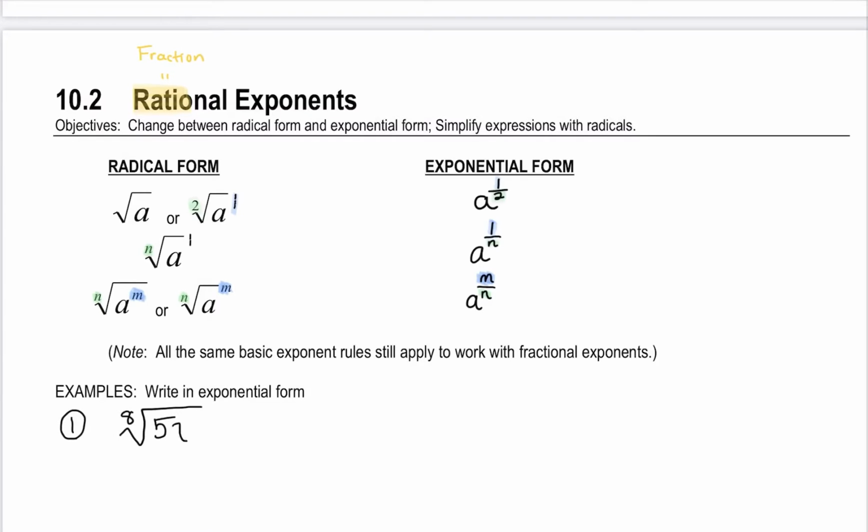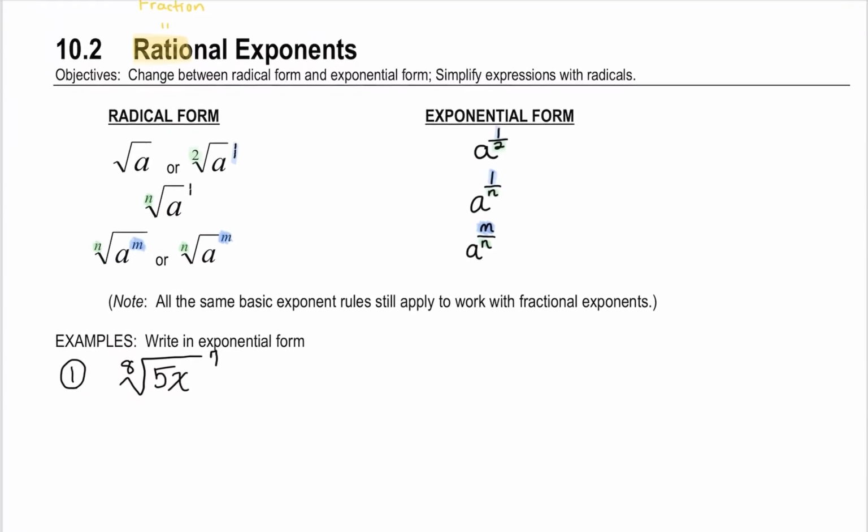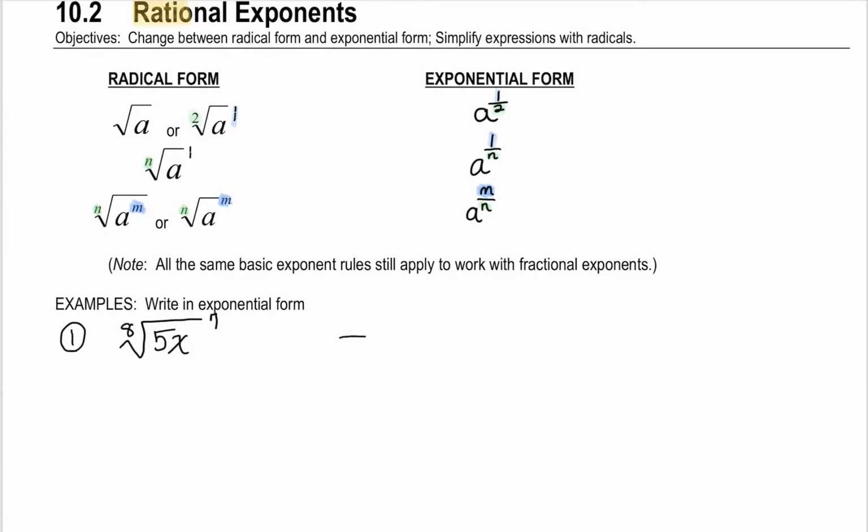So suppose I have the 8th root of 5x, and then that whole thing is to the 7th power. All right, so as soon as we see a radical, we're going to think, okay, that means that there is some sort of equivalent exponential form that I can write. Now, what is the a? What is the base of that exponent?